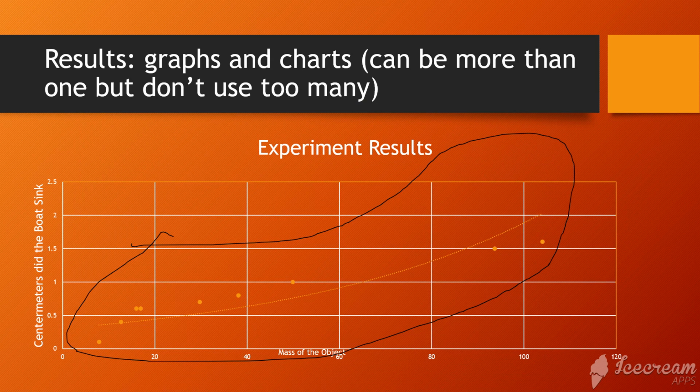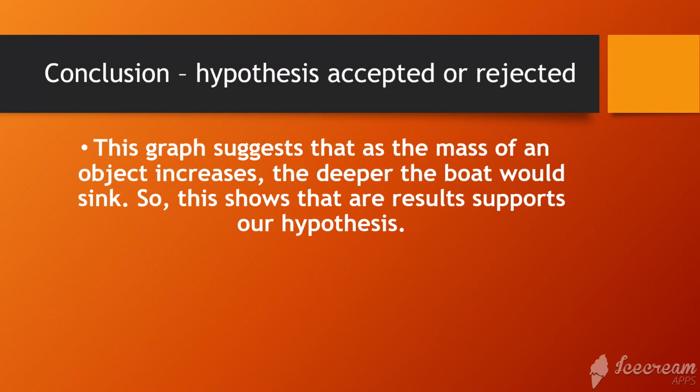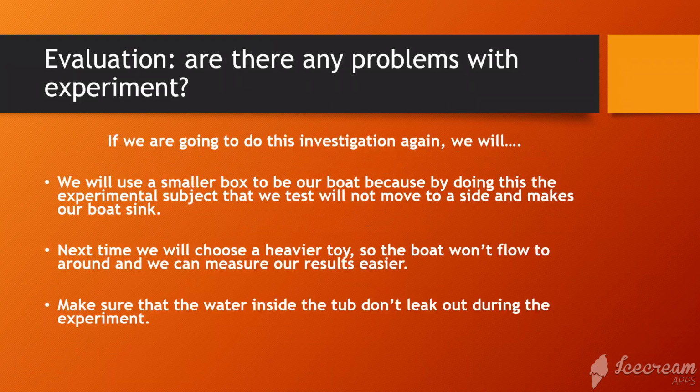So these are graphs. You can see that the trend line is going up nicely, which means that our experiment is successful. So this graph suggests that as the mass of an object increases, the deeper the boat would sink. So our hypothesis is correct.